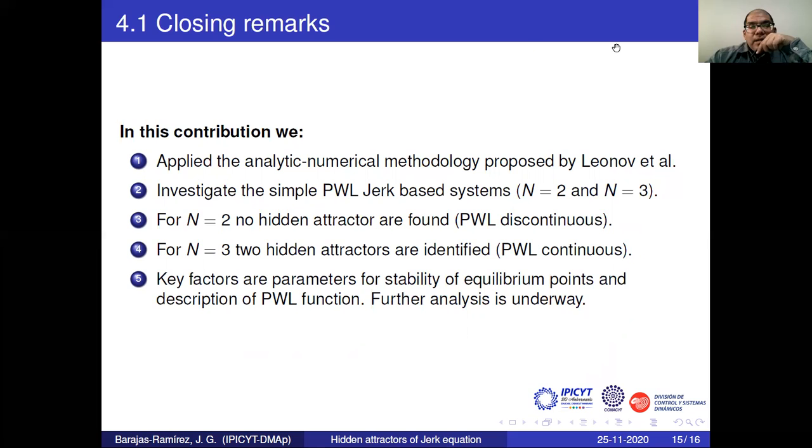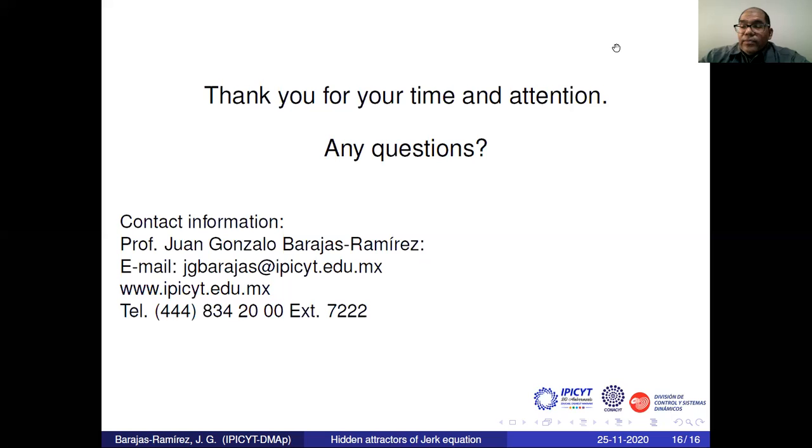The final comment is that the key factors are the parameters. We need to determine the stability of the equilibrium points or the description of the piecewise linear function. Further analysis and generalization of these findings is underway. We believe that it's very significant that discontinuous piecewise linear functions do not necessarily have a hidden attractor in the vicinity of the equilibrium points, and that for three-part continuous it does, right? So probably there's a connection there. Well, that is the end of my presentation.